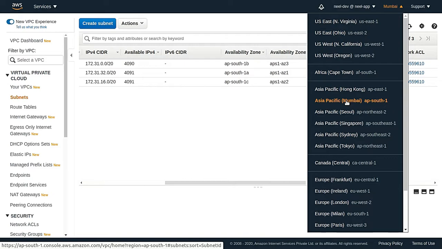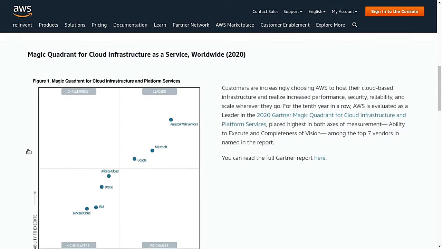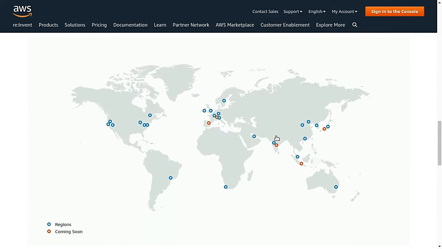So what is a region? A region is a cluster of data centers, and we'll see how they are clustered in a second. Most of the AWS services we are going to use are region scoped. That means if you are using a service in a specific region and you want to use that same service in another region, you will not see your data. To see your data in that particular region, you have to recreate your infrastructure in a different region.